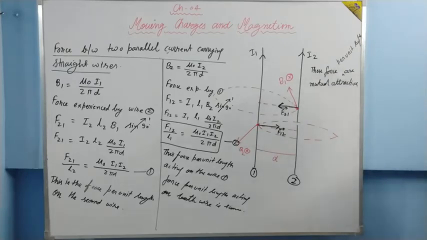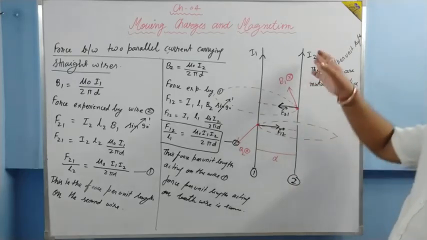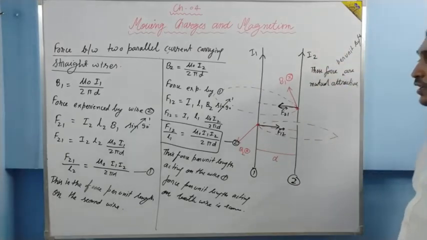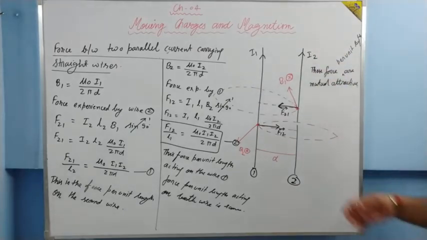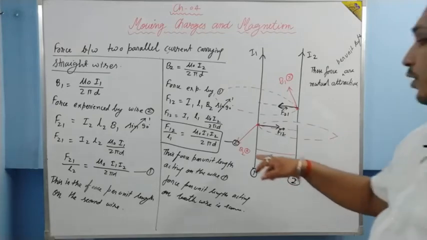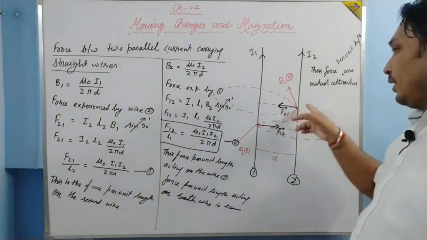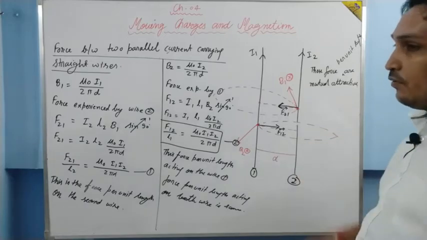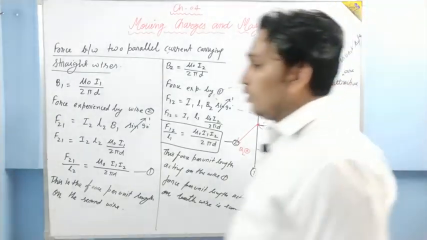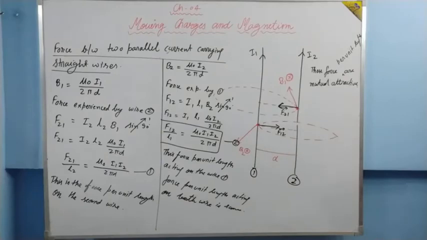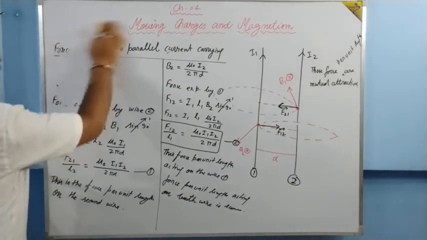Is it clear? Now suppose in the second wire, if the direction of current is reversed, then what will happen? In that case, B2 will be inward direction and direction of current is in downward. Then what will happen? Let me remove all this and then let us discuss what are the changes we are going to have in that case.